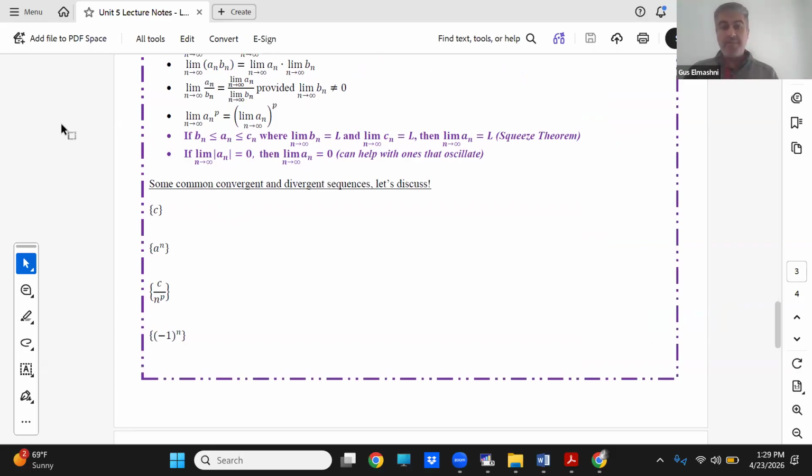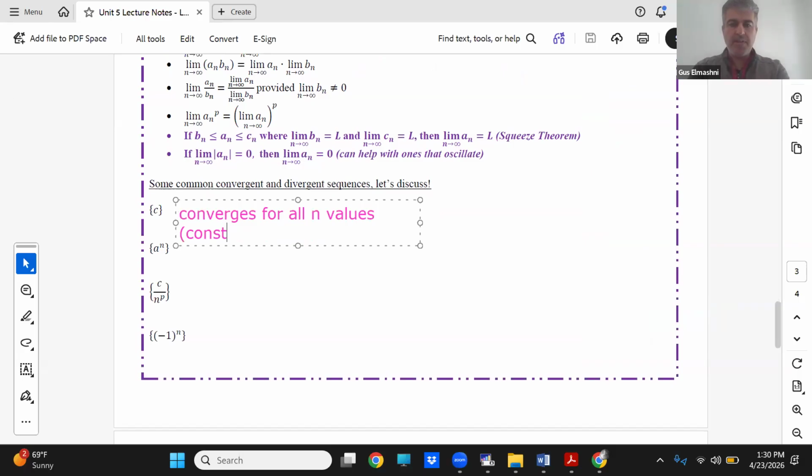If you have a constant, will that limit always exist for the sequence? Yeah. So it converges for all n values. That's because you have a constant function.